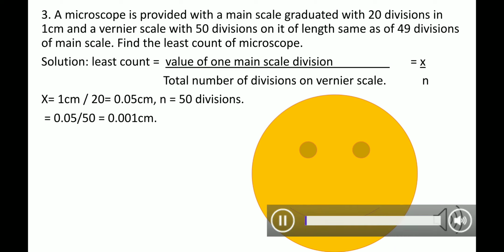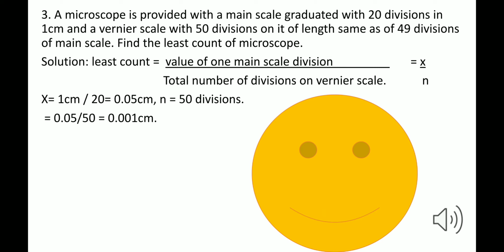Okay, so finally we have a question now. I have taken this question number 3 from your exercise only. I'll give these numericals to do as homework. Now I have done one as an example for you. In this question, a microscope is provided with a main scale graduated with 20 divisions in 1 centimeter. So 1 centimeter has been divided into 20 divisions.